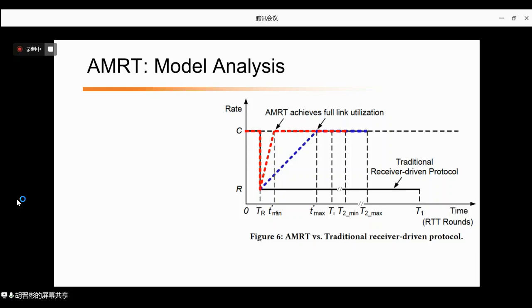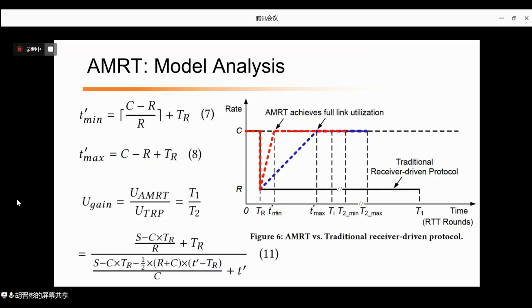Whereas AMRT adjusts the sending rate based on the anti-ECN marking of the bottleneck link. In this figure, the red and blue dotted lines show the earliest and latest time for AMRT to increase the rate from R to C to achieve the full utilization respectively. Therefore, we can obtain the maximum and minimum utilization gains of AMRT from equation 11.